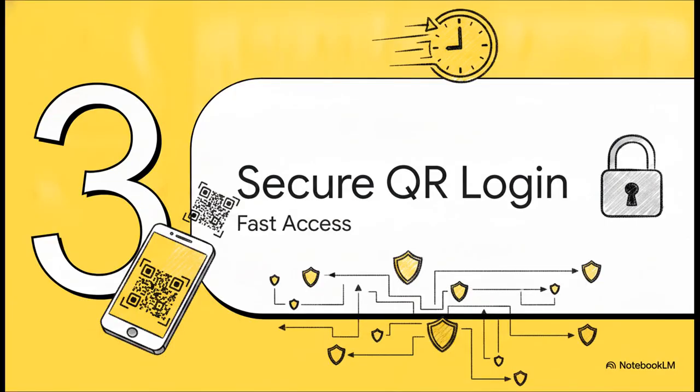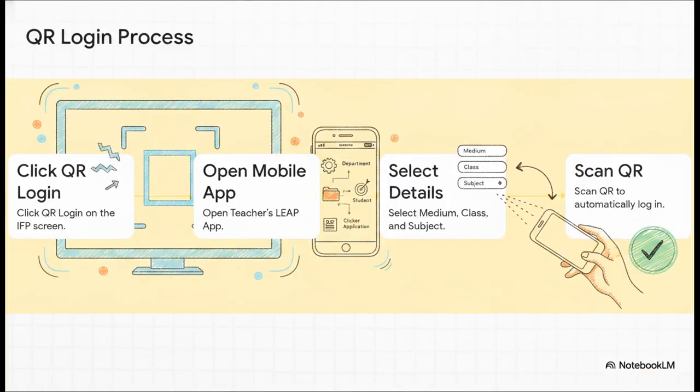All right, Section 3, Secure QR login for really fast access. You know, the way your IFP screen and your mobile app work together is just brilliant. To log in, just hit QR login on the big screen so the code pops up nice and large. Then, grab your phone, open your teacher's Leap app, and navigate through Department, then the Student tab, hit Action, and tap Clicker Application. Pick your medium, class, and subject. Finally, just hit Scan QR on your phone and point it at the panel. Boom! You're securely logged right into the correct class section. No fumbling with long passwords while 30 kids watch you type.